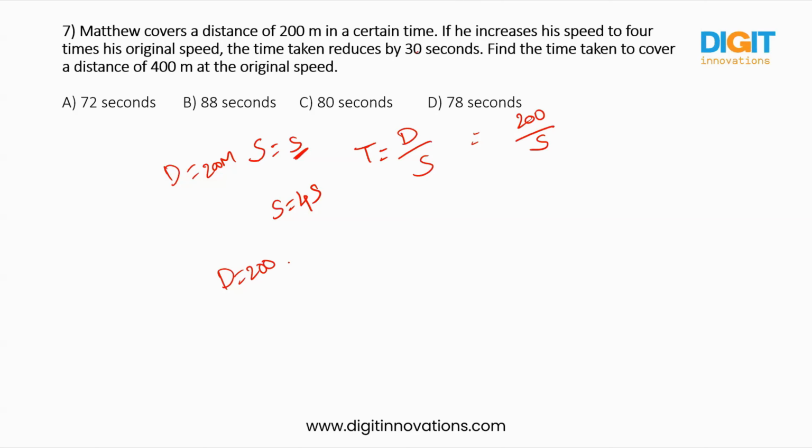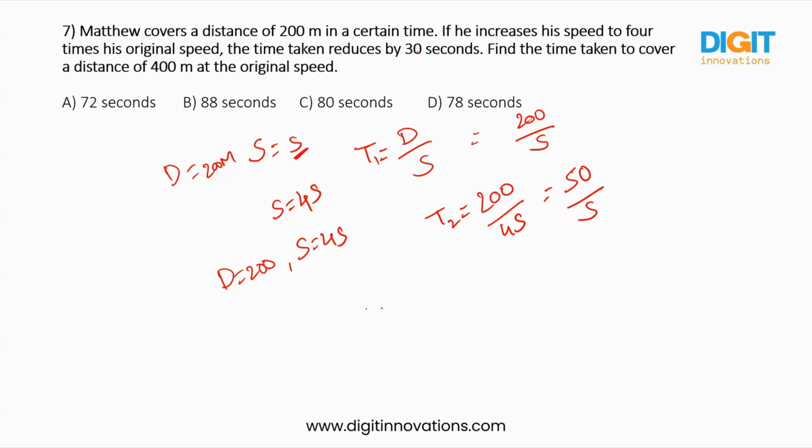So distance is 200 only and speed will become 4s. Then time will become other time. Let us say T2 this one, this is T1. 200 by 4s, which will become 50s. Okay, so by increasing the speed, the time taken for them reduces by 30 seconds.